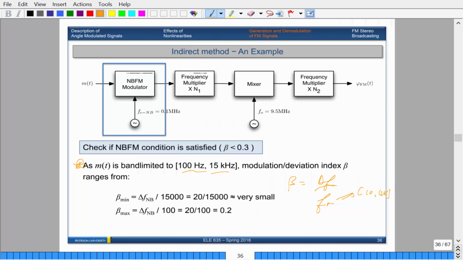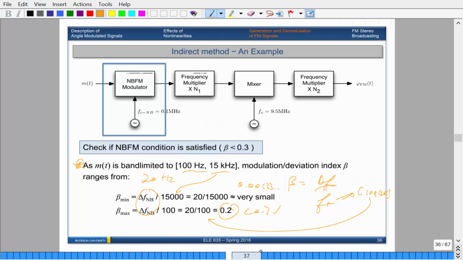So let me see here. This is our frequency deviation. It's simply 20 hertz. If I divide by 15,000, the largest value that we have, this is equal to 0.001333 or so. So it's actually very small. And then the worst case is when you have 100 hertz, not 10, sorry. When you divide by 100, you get 0.2. So this is less than 0.3, so we're actually okay. That is satisfied for sure.